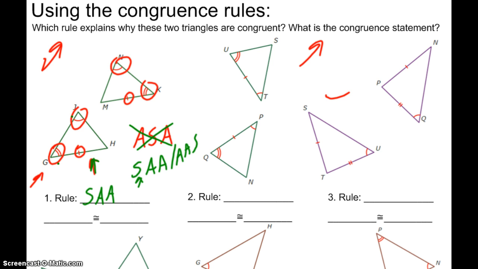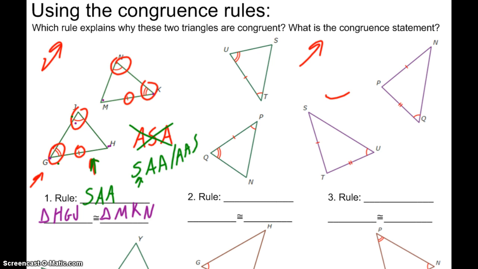And the congruence statement: triangle HGJ is congruent to triangle, let's see, H goes with M, G goes with K, so MKN. There it is.